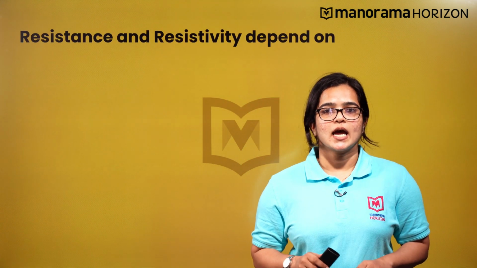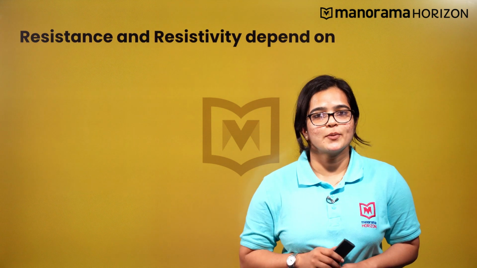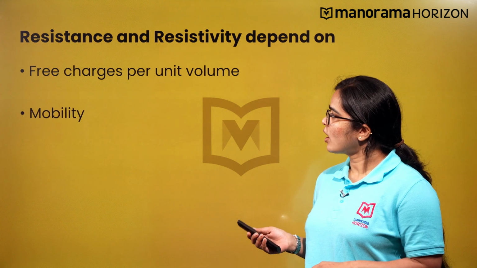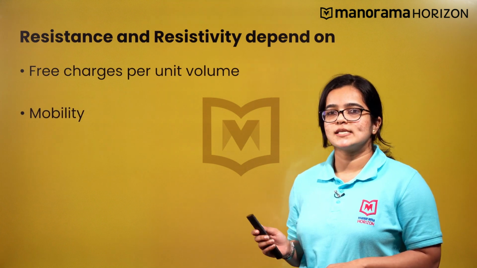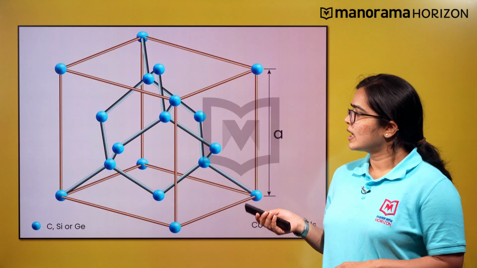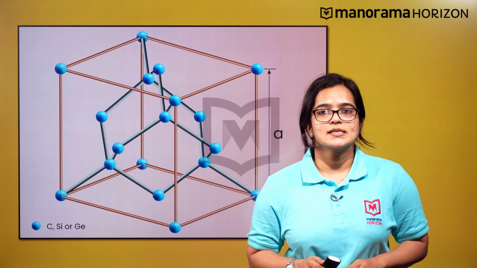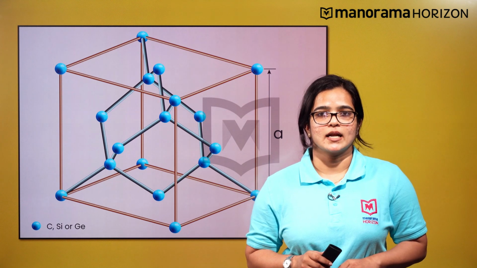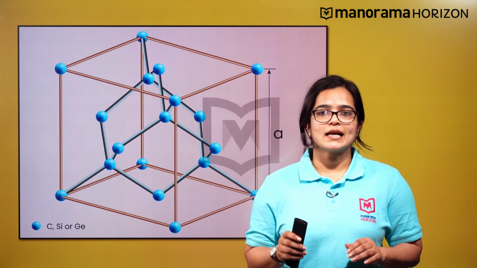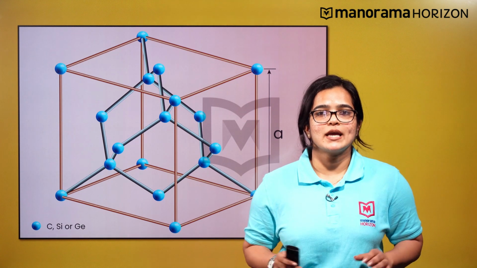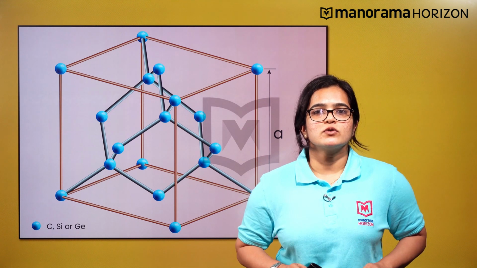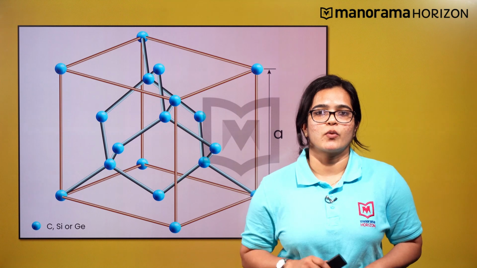Resistance and resistivity depend on many factors intrinsic to the material: the number of free charges per unit volume, the mobility of the charge carriers, and the frequency of the collisions suffered by the electron. Now, the number of free charge carriers in a material is intrinsic to the material. For example, elements like silicon, carbon in its diamond form, and germanium have atoms bonded to each other in covalent bonds. This means that there are relatively very few charge carriers in these materials per unit volume.